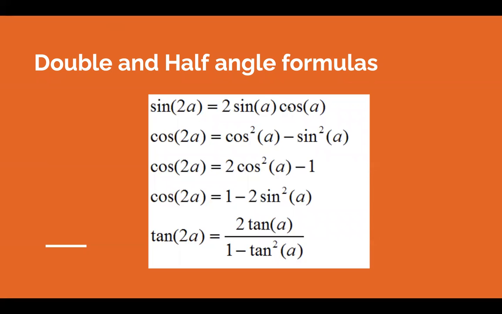Okay, so here comes the double and half angle formulas. This is actually something that originated from the angle addition formula we discussed before. We basically say a plus b, where b equals a, so a plus a. So here come the double angle formulas. Sine 2a equals 2 sine a times cosine a, and cosine 2a equals cosine a squared minus sine a squared. This formula can actually transform to 2 cosine a squared minus 1 and 1 minus 2 sine a squared.